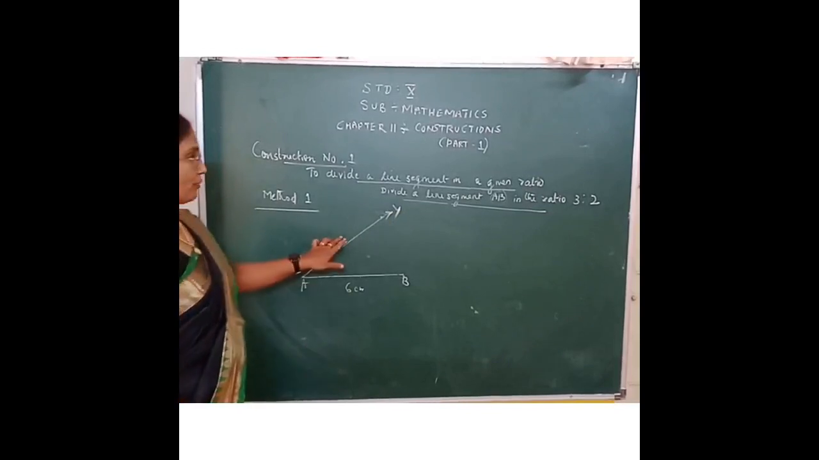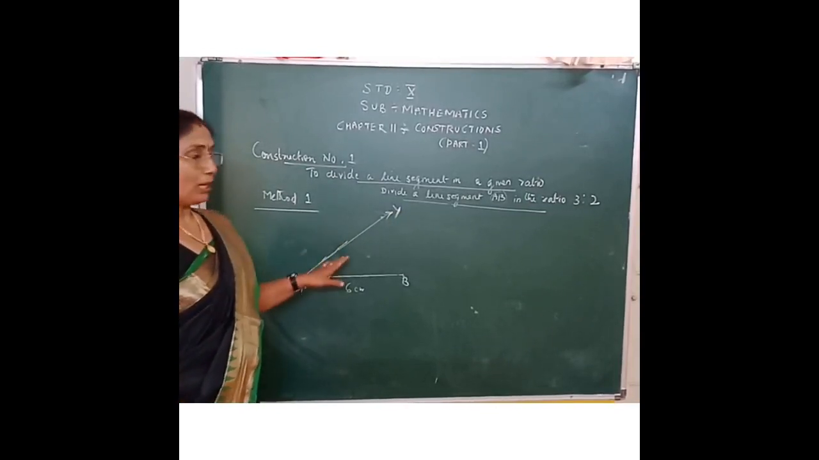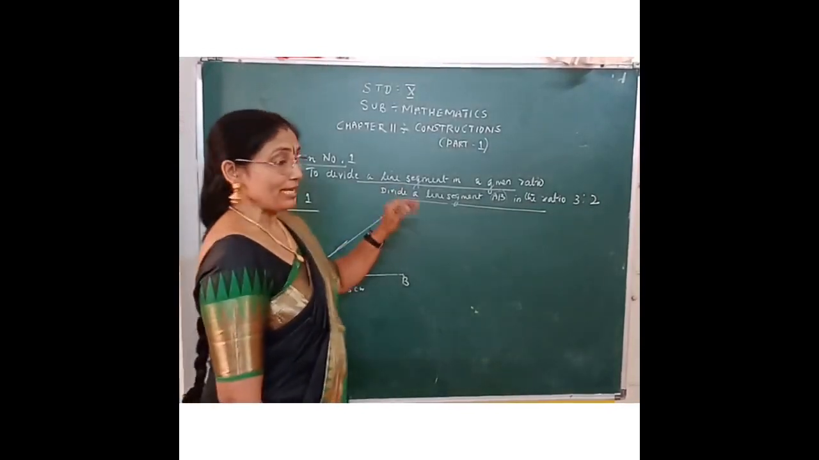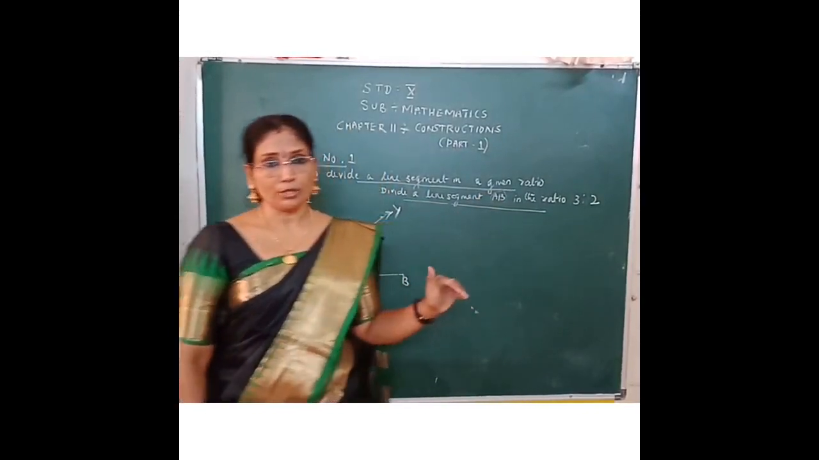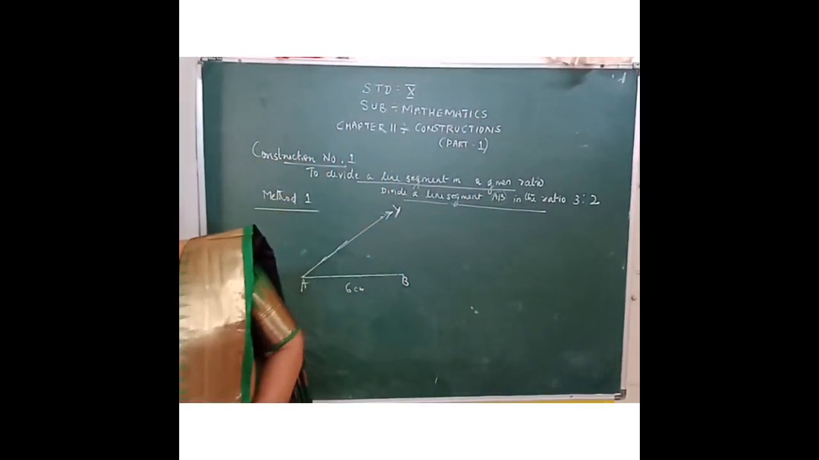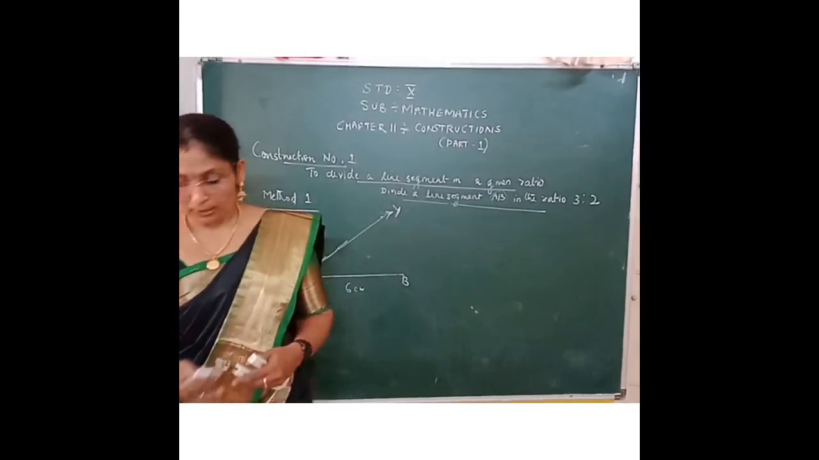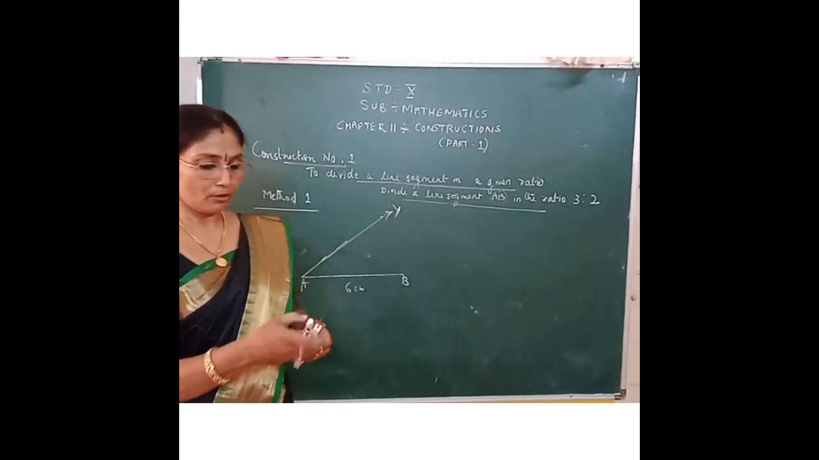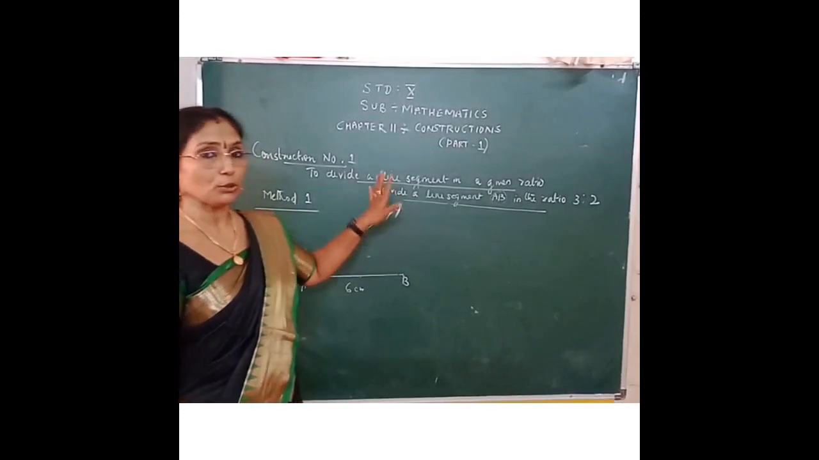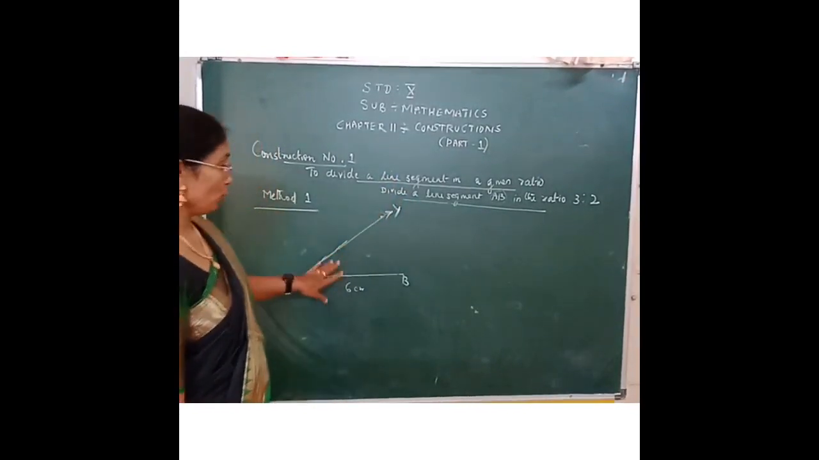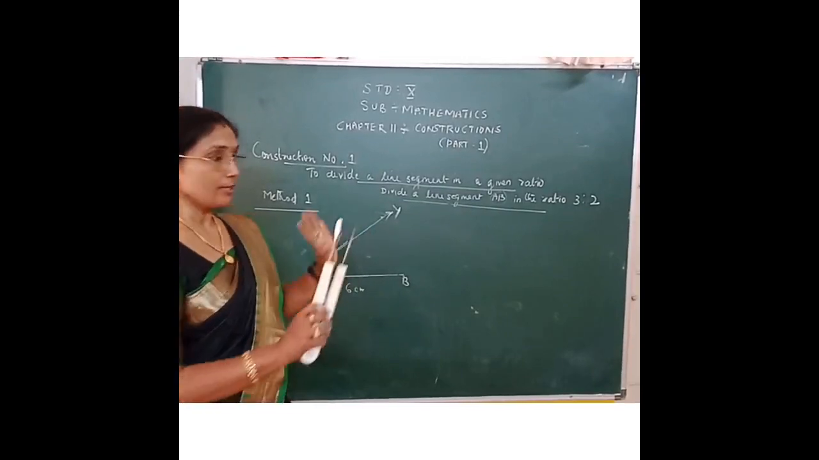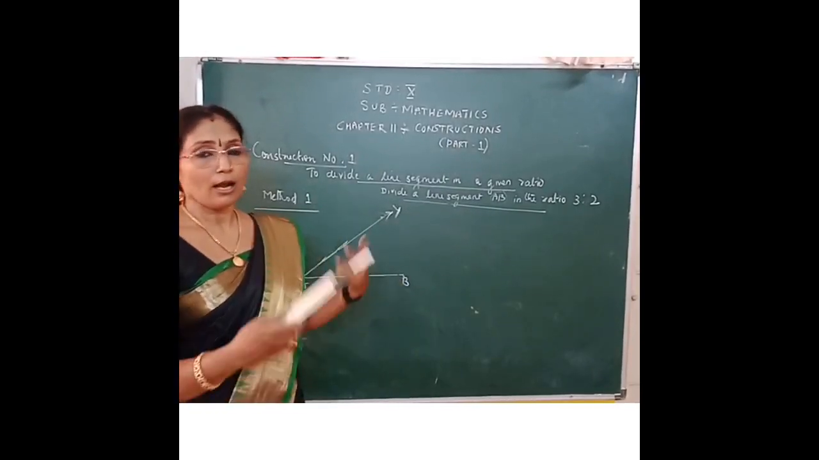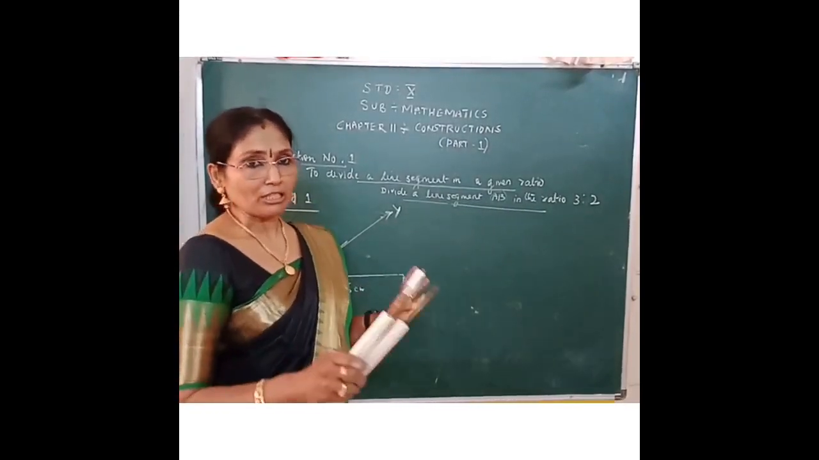Now next step, you have to construct so many arcs. Arcs you have to make using your rounder, that means compass. You know that when you are doing constructions, you have to keep with you the scale, rounder and pencil. Okay, these three things are necessary for doing this construction. Other instruments are avoidable.